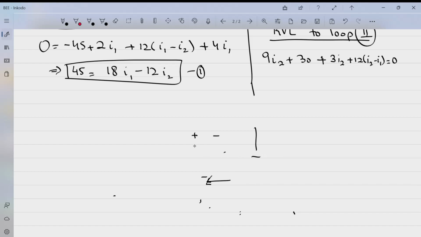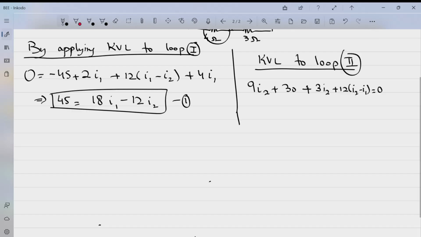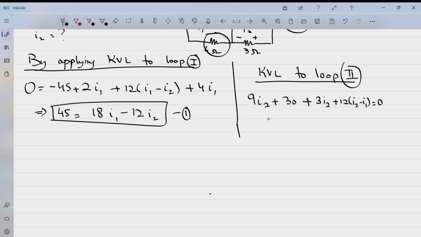I1 5/4 एम्पियर आएगा. तो अब आपके पास दो इक्वेशंस हैं, you can solve for these two equations and find the value of I1, I2. Yes, done sir, answer आया. I1 5/4, and I2 -5/8. 9, 12, 24 I2, वही minus 12 I1 is equal to 30 or minus 30 rather.